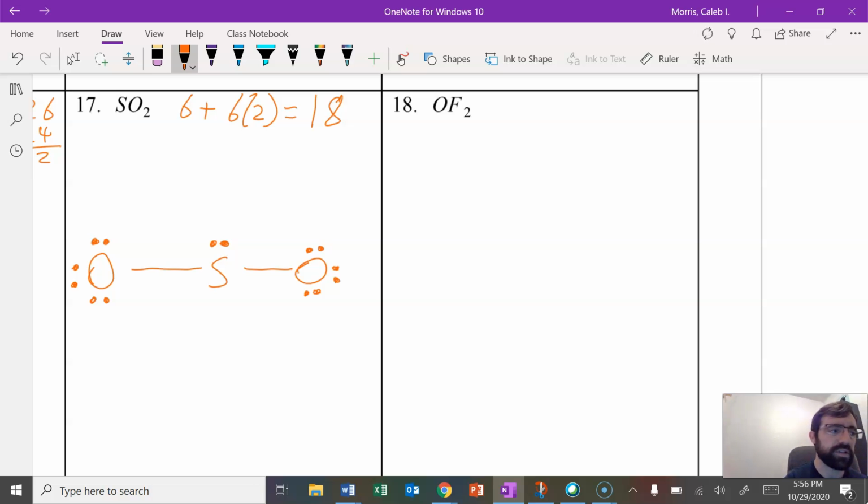That's what you do with the leftovers. They go on the central atom. Now this makes oxygen happy. Both of those have 8. Sulfur has 2, 4, 6, so that's not quite happy.